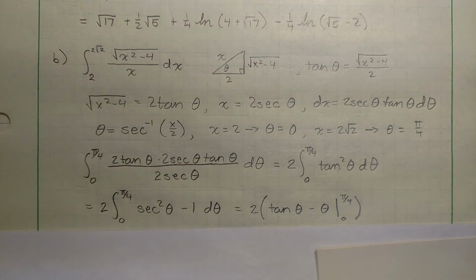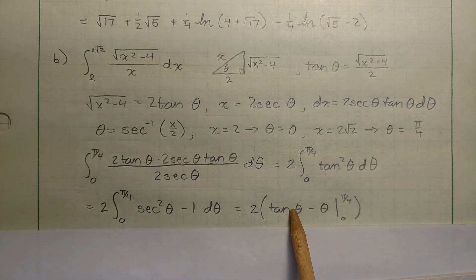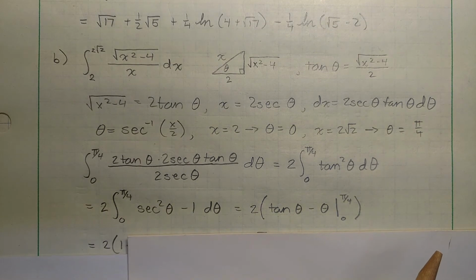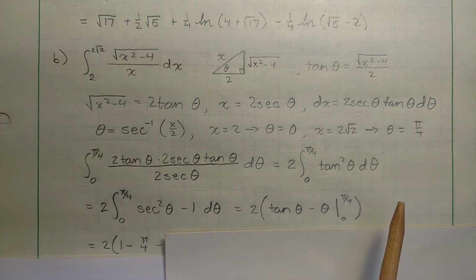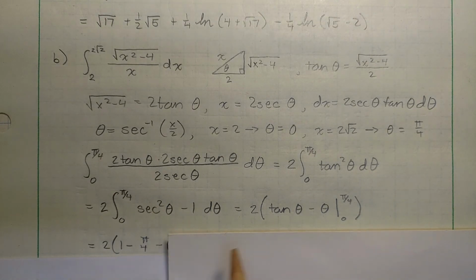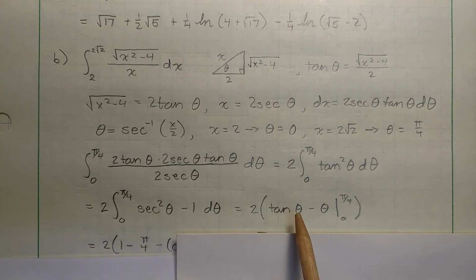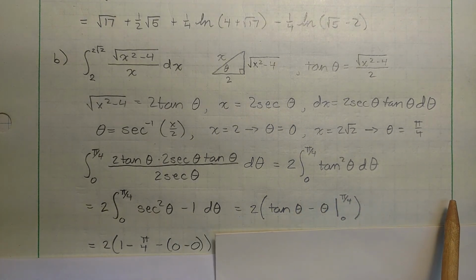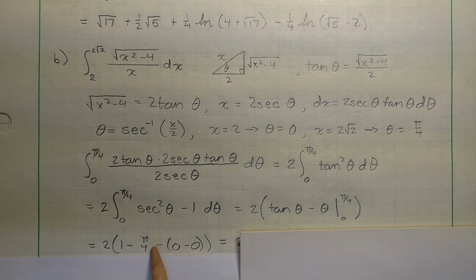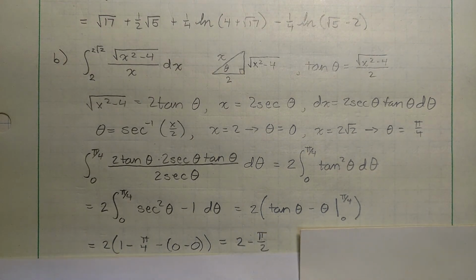So going ahead, plugging in, when I put pi over 4 into that, I get 1. So I get 2 times 1 minus, put pi over 4, I get pi over 4 minus, now I'm going to put parentheses, I'm going to put 0 in, tangent of 0 is 0, minus, and I put 0 in, I get 0. So this is just 0, so this whole thing just goes away. So this is 2 times 1 minus pi over 4, or 2 minus pi over 2. That's one way to do it where we changed our limits of integration.